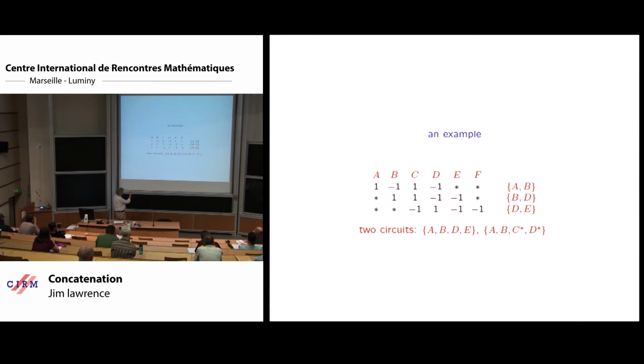AB is a circuit in the top one. B, C star. In the second row, B and C both have ones, and the asterisk means that in the oriented matroid, which have signed elements, or elements in their negatives, B and C both have ones there, so that's not a circuit, but B and C star, which represents the negative of C, I guess, would be a circuit. And so B and C star are circuits, C star and D star are circuits, and so A, B, C star, D star is a circuit of the concatenation.